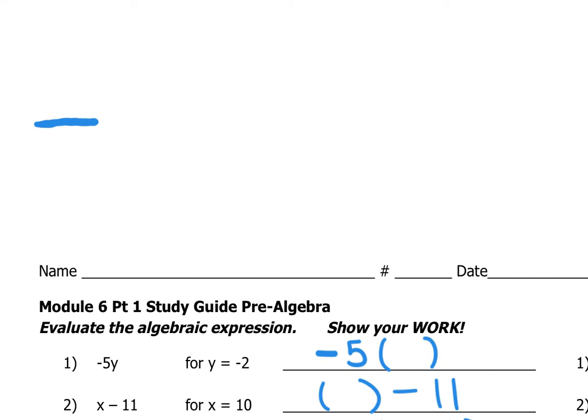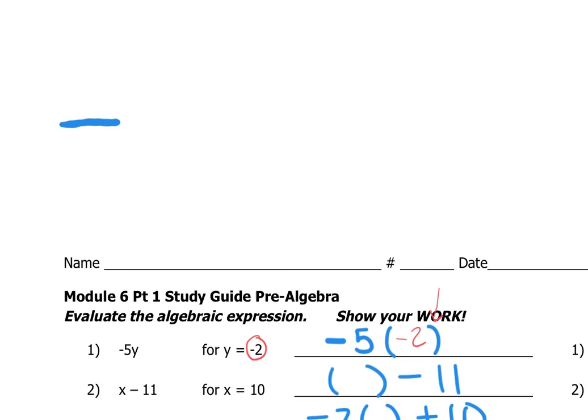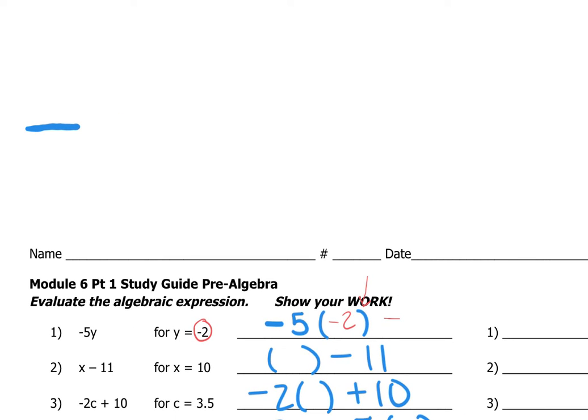So it's important that you put those parentheses here so that you know that -5 is being multiplied times whatever y is. And so they want us to substitute -2 in for y. So we'll put -2, and then we'll find our answer by simply multiplying -2 times -5. A negative times a negative is a positive, so the answer is positive 10.